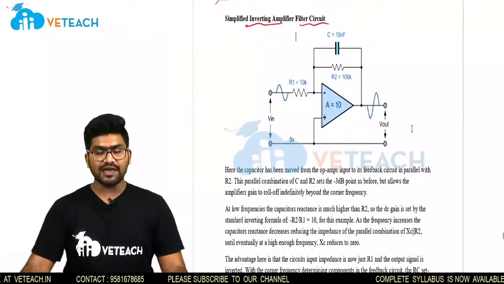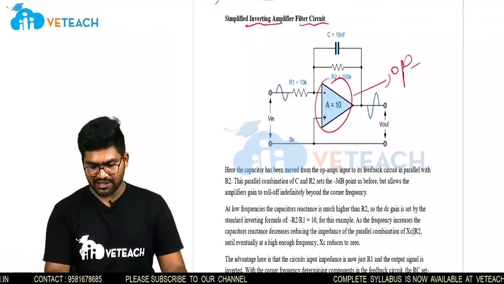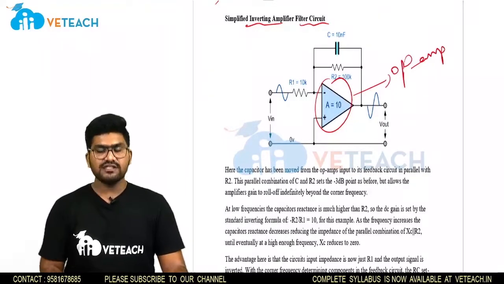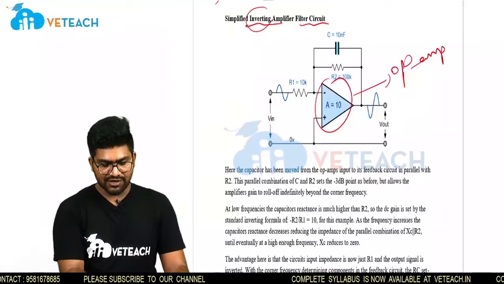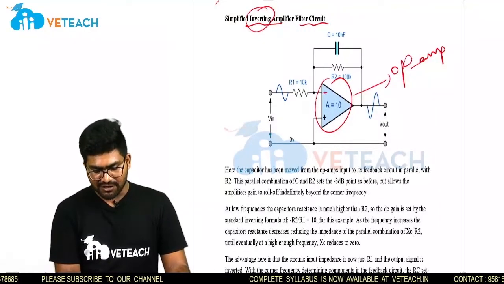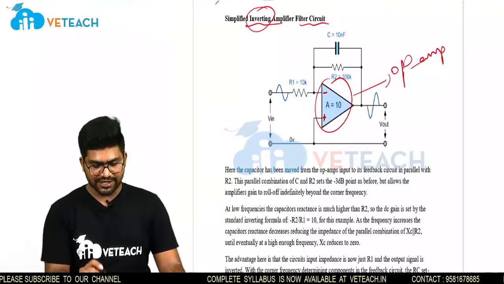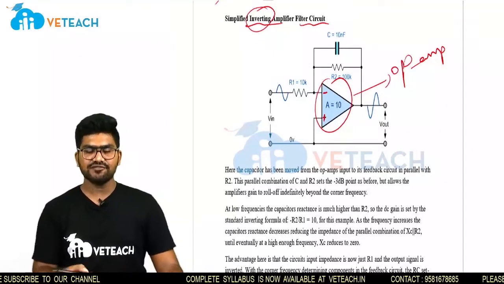By using an inverting amplifier, we will use an op amp, an operational amplifier. So this is the simplified inverting amplifier. Inverting amplifier means we give the input to the negative terminal. So here it is negative, here it is positive. We give the input signal to the negative terminal, and that's why it is known as an inverting amplifier.